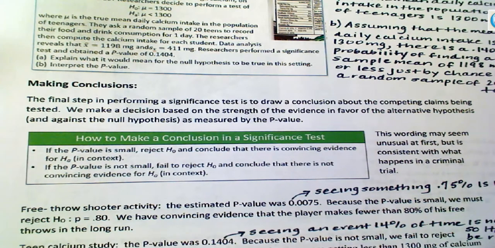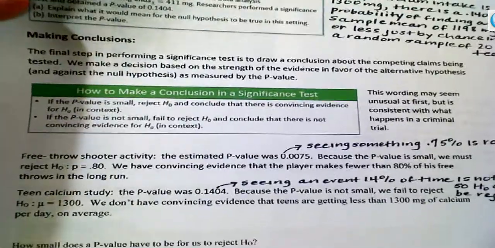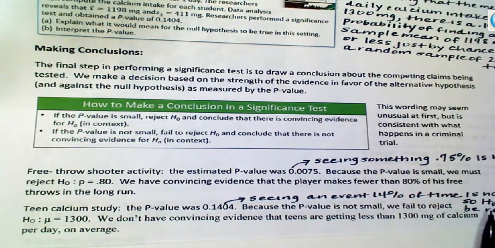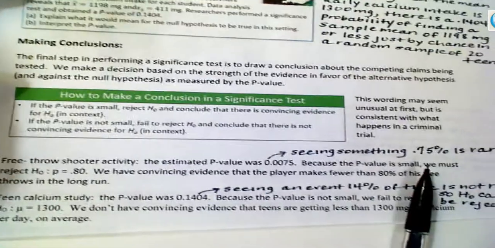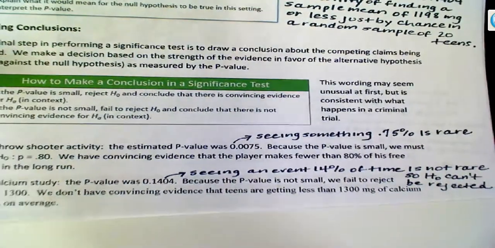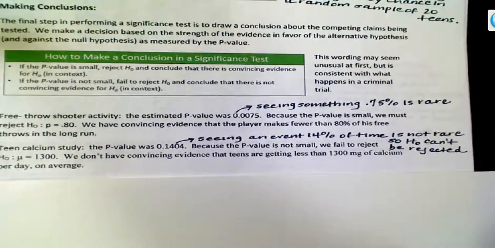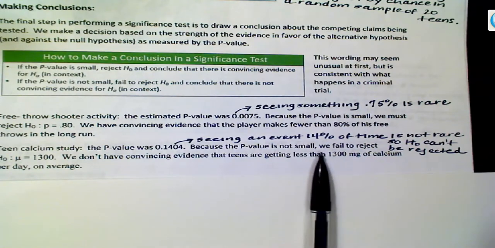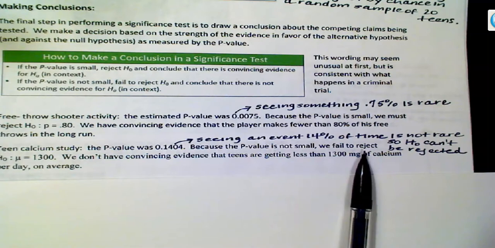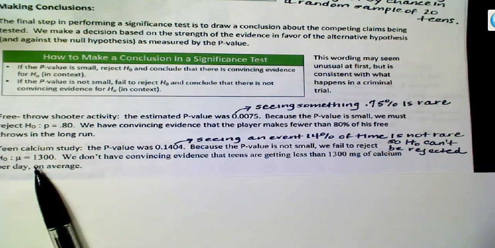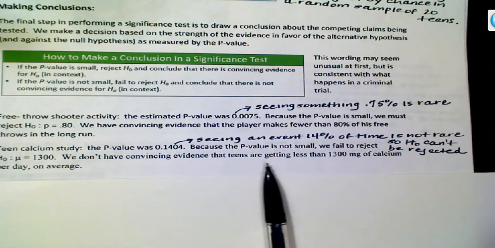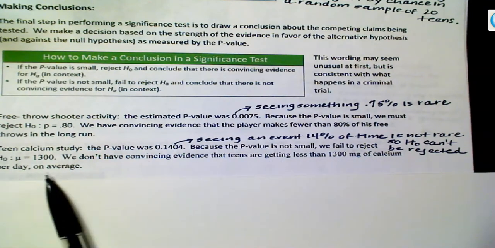Let's look at the calcium. In the teen calcium study, the p-value was 0.1404. That is not low. 14% of the time is not rare, while 0.7% is rare. So since the p-value is not small, we fail to reject the H0. If the p is low, reject the H0, and if p is not so low, you fail to reject it. We don't have convincing evidence that teens are getting less than 1,300 milligrams on average per day.